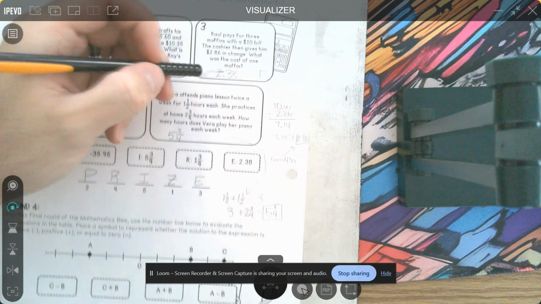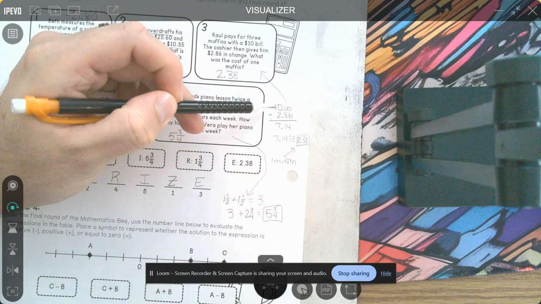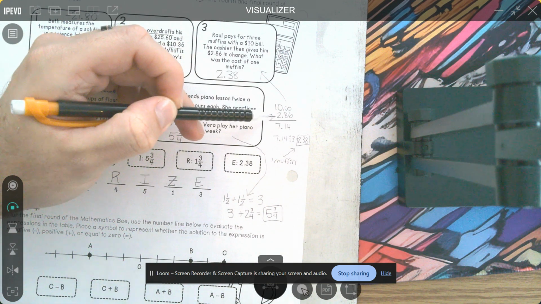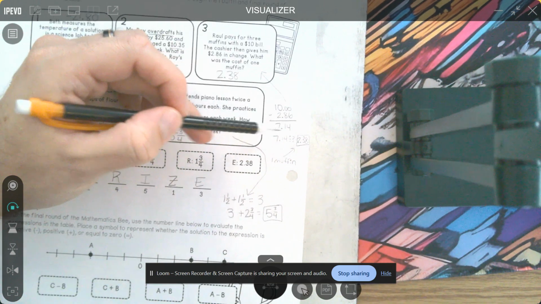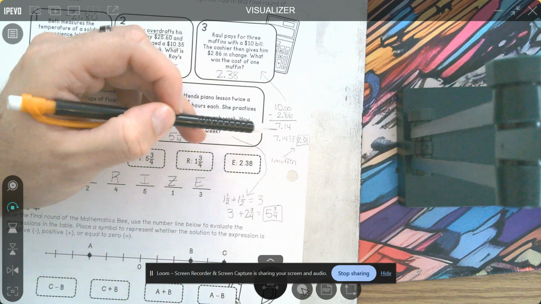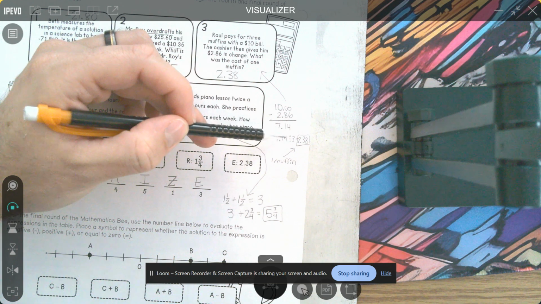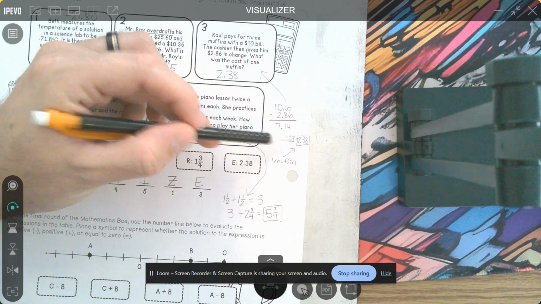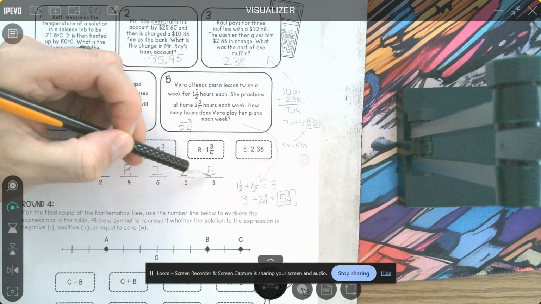Number 3 was a little challenging. Let's see if you got it. To find the price for one muffin, you should have subtracted the change from 10. You get $7.14. This is how much all 3 muffins cost. But you know how division works. You've got to divide to find the cost for one muffin. 7.14 divided by 3 is $2.38. So that's how much one muffin costs. So that means an E goes above 3.